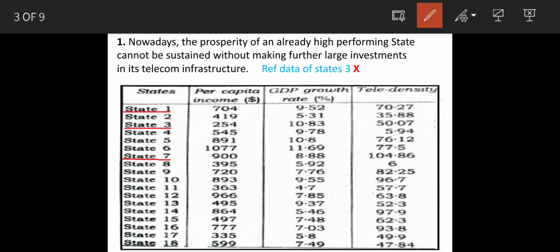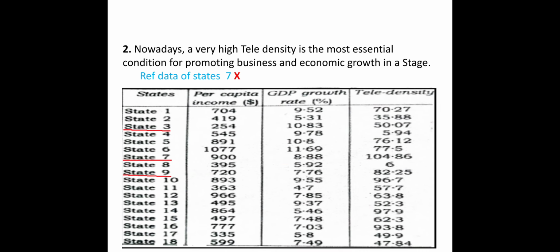So we'll see. Nowadays, prosperity of an already high performing state cannot be sustained without making further large investments in the telecom industry. That means the more the telecom connections and business, the more the prosperity of the state. But if you see the data for state 7, here telephones are highest. But if you see the GDP and per capita income figure, these are not highest. So this statement is not actually correct. So this is the first statement.